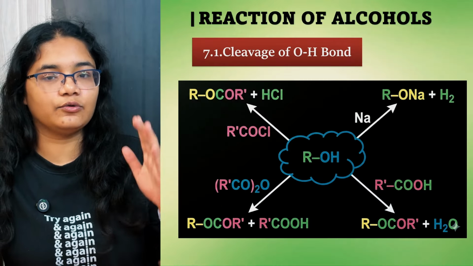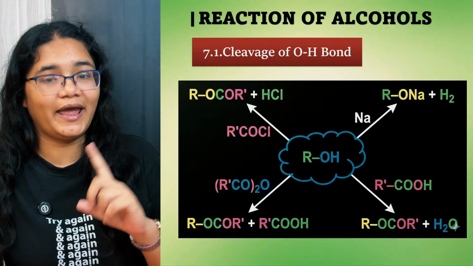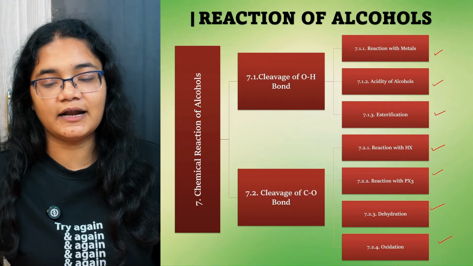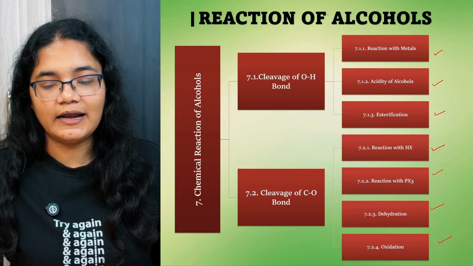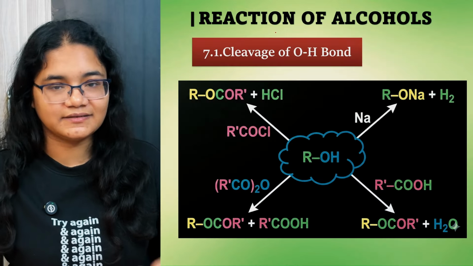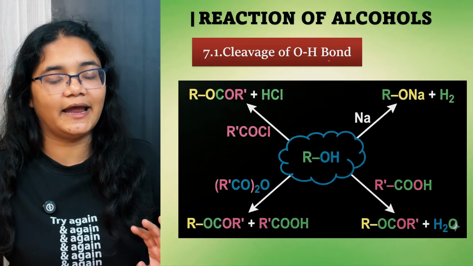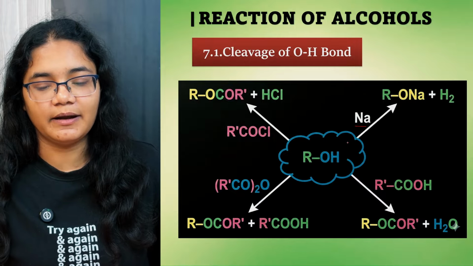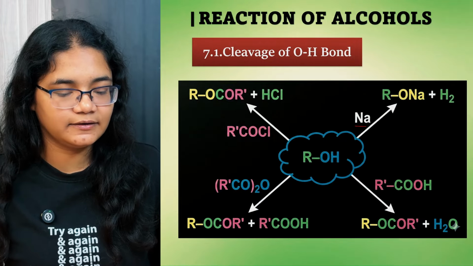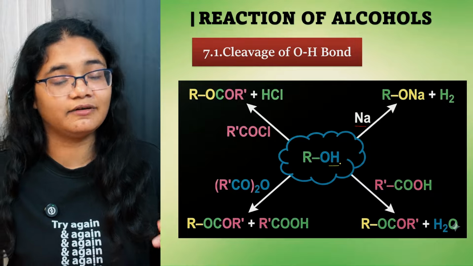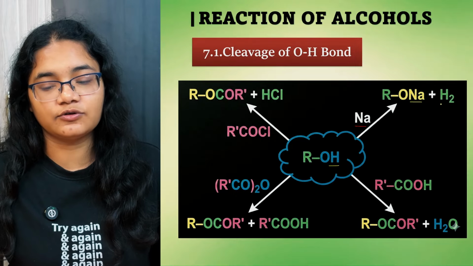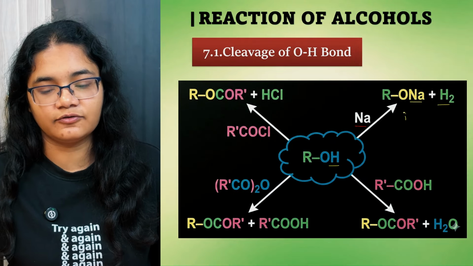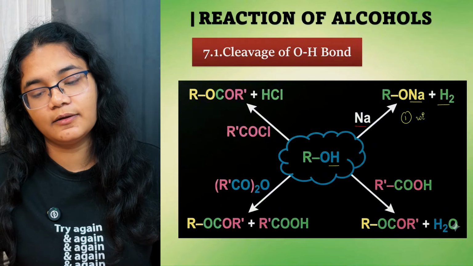First of all, those reactions where there is cleavage of the OH bond. What reactions do we have in that case? Reactions with metal, esterification reaction and the acidity order. Acidity order we will cover at the end. So first of all is the reaction with metal. Alcohol behaves as an acid. It will donate H+, and there is salt formation with hydrogen gas. So the first one is your reaction with metal.